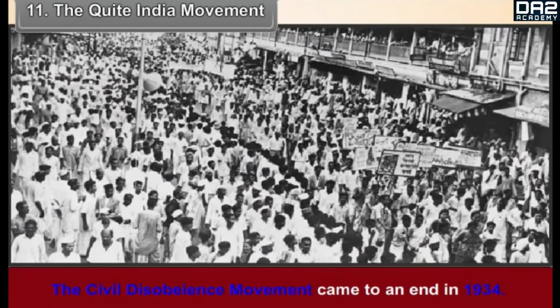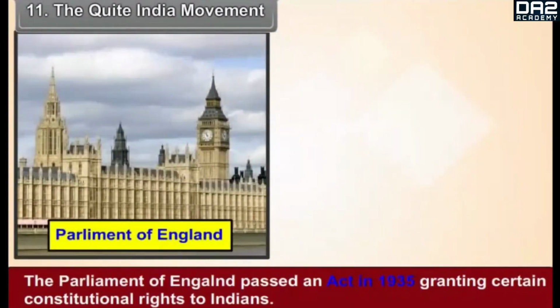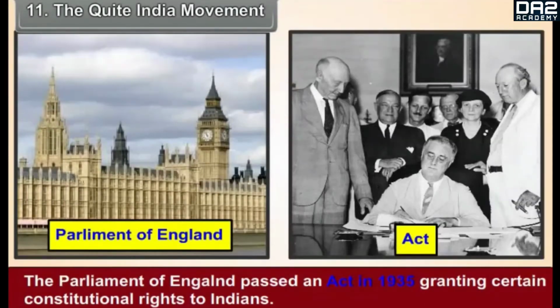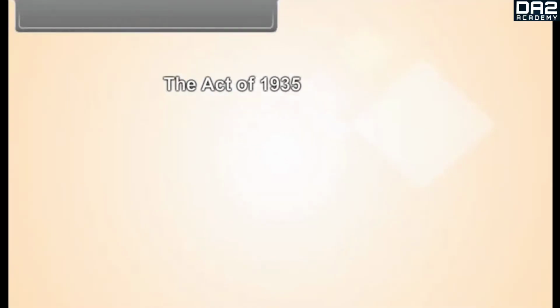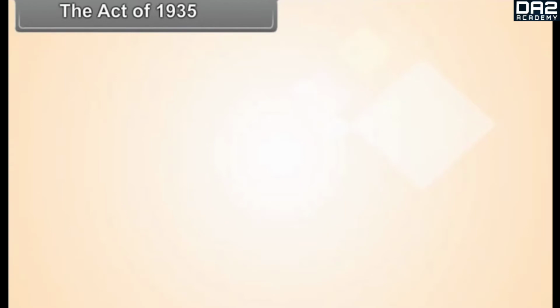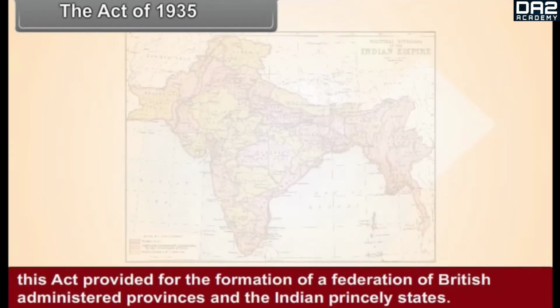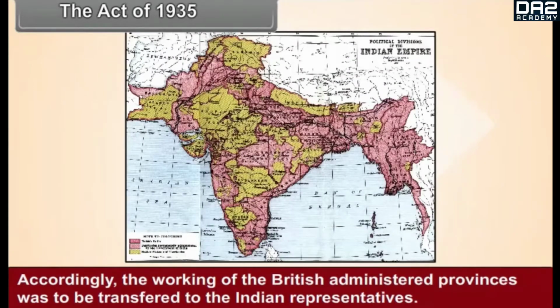The civil disobedience movement came to an end in 1934. The Parliament of England passed an act in 1935 granting certain constitutional rights to Indians. According to this act, Indians were to get more constitutional rights. The Act of 1935. This act provided for the formation of a federation of British-administered provinces and the Indian princely states. Accordingly, the working of the British-administered provinces was to be transferred to the Indian representatives.